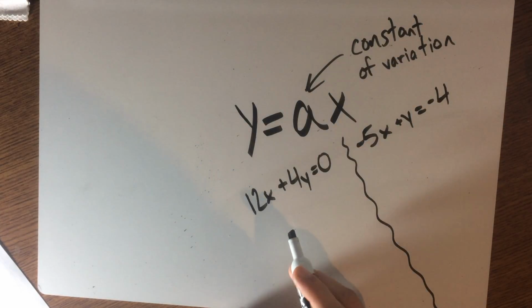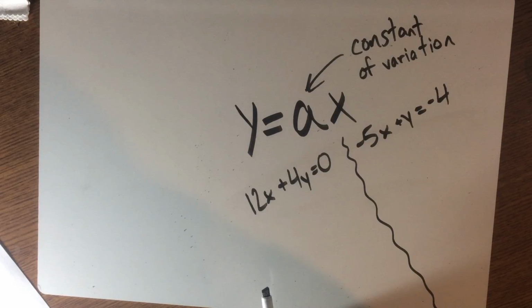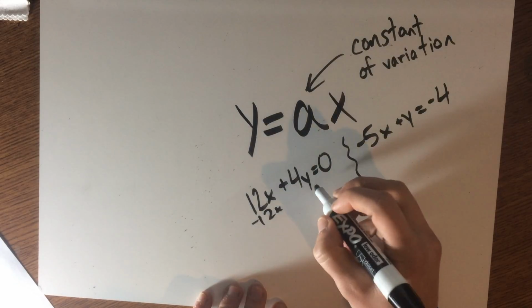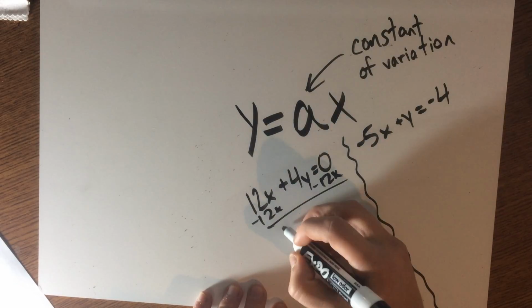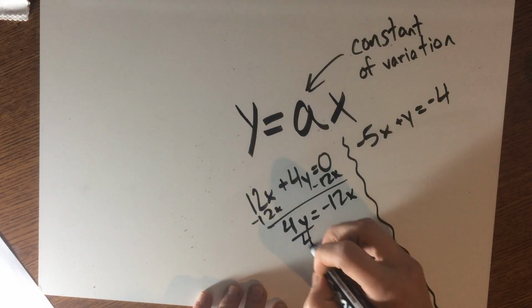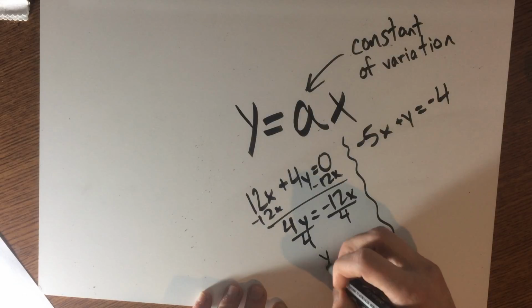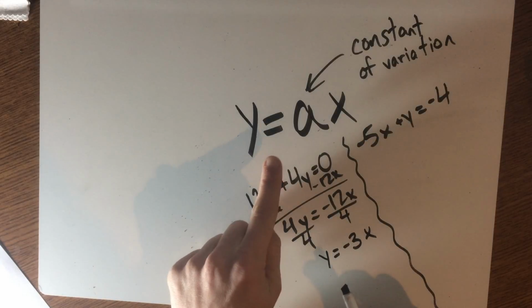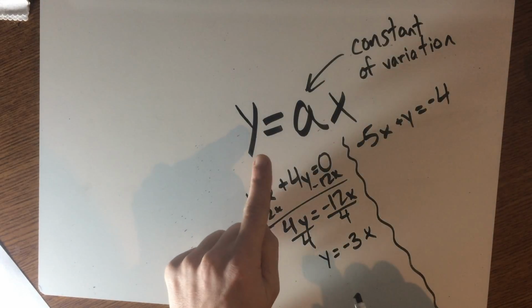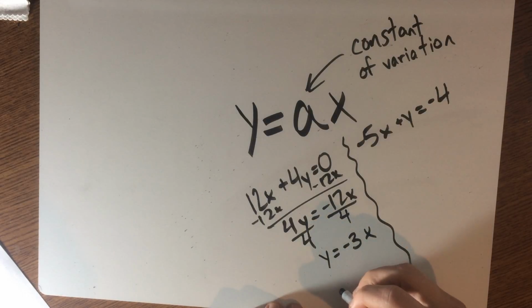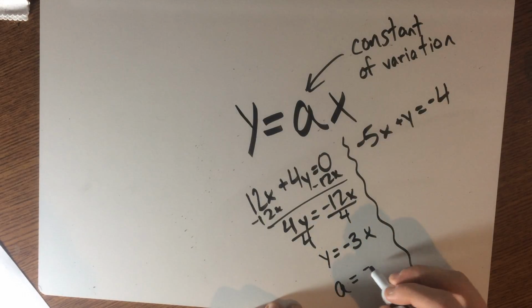All right, so remember we said it has to get into this form, so we're going to do that the same way that we get something into slope-intercept form. We're going to isolate y. So we'll subtract 12x from both sides. So 4y equals negative 12x, and then divide by 4. Therefore, y equals negative 3x. All right, if you look to compare these forms, yes, indeed, this does show direct variation. If we wanted to tell what the constant of variation is, we would say that a equals negative 3.